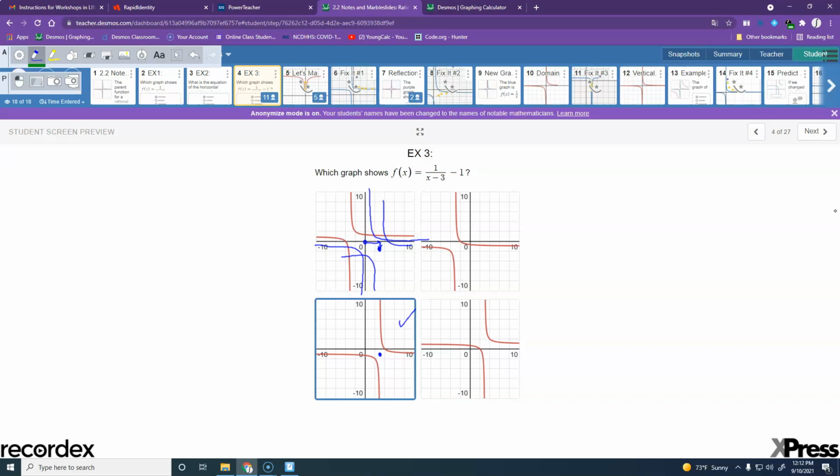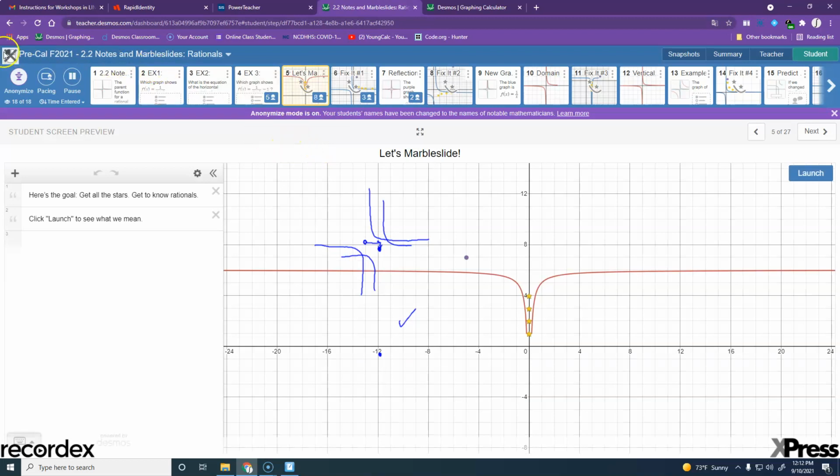Alright, so this will take us into our marble sliding portion. So these are kind of cool. I put some of these extra slides in here, but I did not make up all of this stuff. Desmos had already made it. Alright, so this one is just a practice one. If you click launch, it's already set up to work. You're trying to launch the little marbles so that they hit all of the stars. Okay? So, that is the idea.